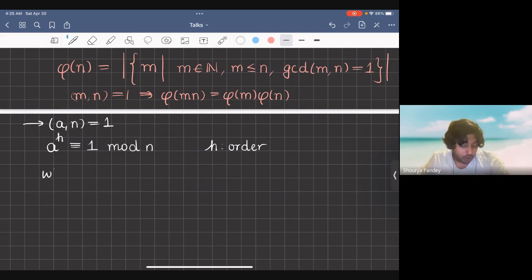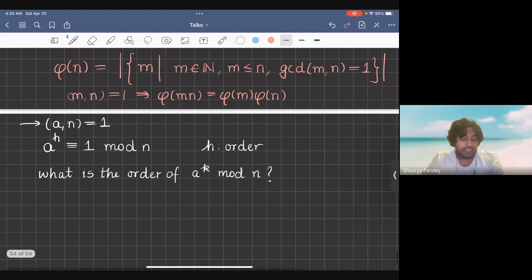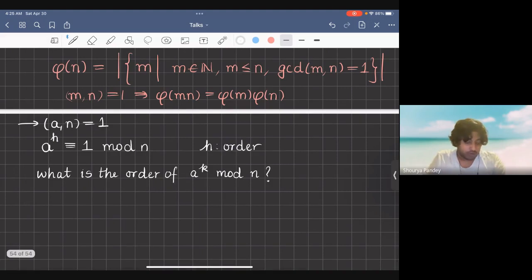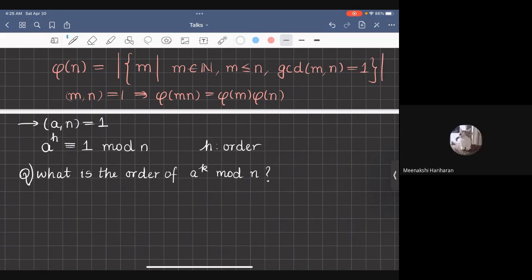What is the order of a to the k mod n, where k is some integer? So the answer should be in terms of h and k only. K mod h.